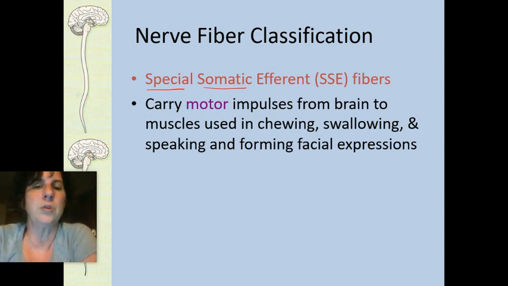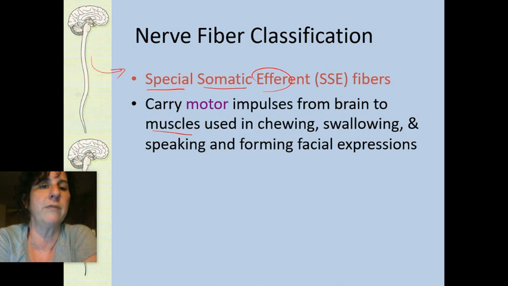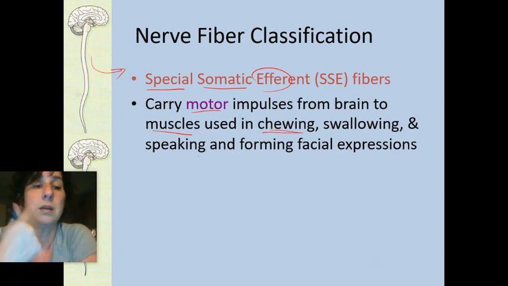Somatic tells you it's muscles, right? So the muscles right there. And then efferent tells you it's going away from the central nervous system. So it's a motor nerve. So this is a motor impulse that goes to those things that are used for chewing, swallowing, speaking, special senses, right? Speaking and facial expressions. So this is all coming out to your face and controlling a lot of those muscles in the face.